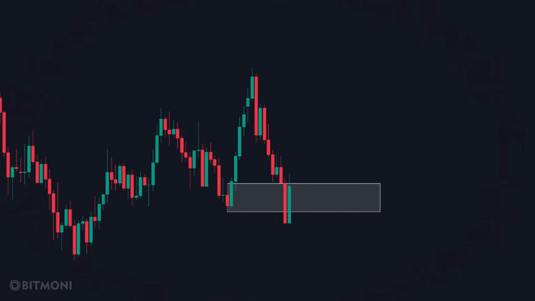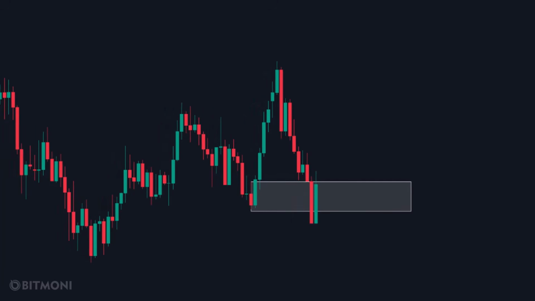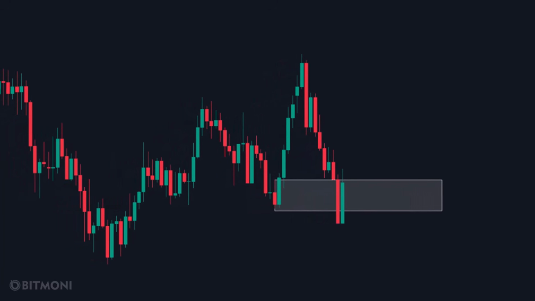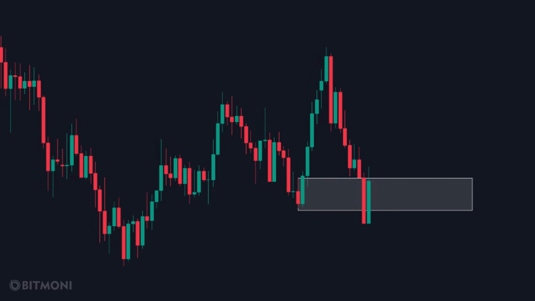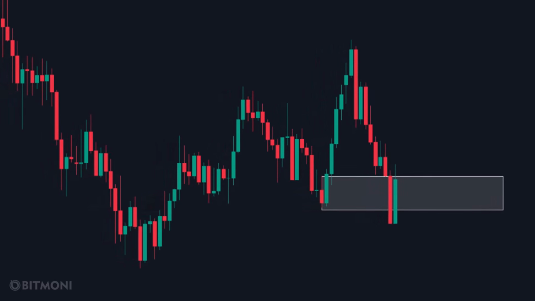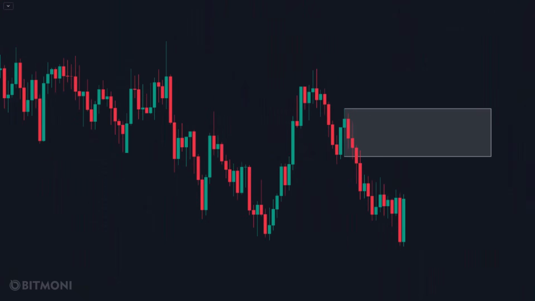Always make sure to check the higher time frame after spotting a potential setup. This ensures you're not trading against the broader market direction. Let's look at an example. On this chart, we spotted a well-defined supply zone. But before jumping in, we need to verify that it meets all the criteria for a quality trade setup.